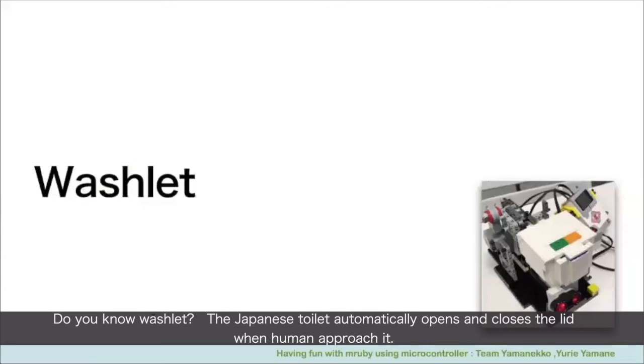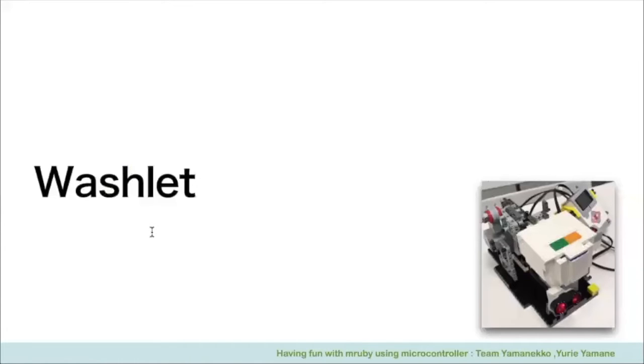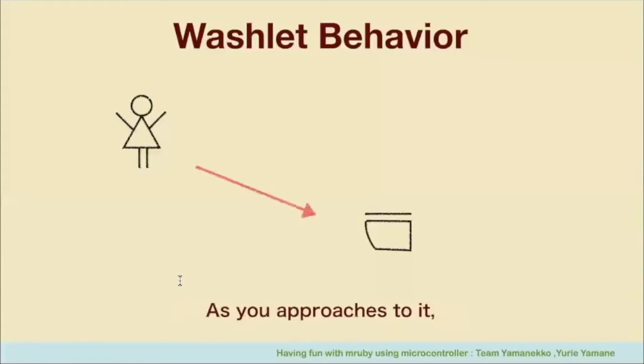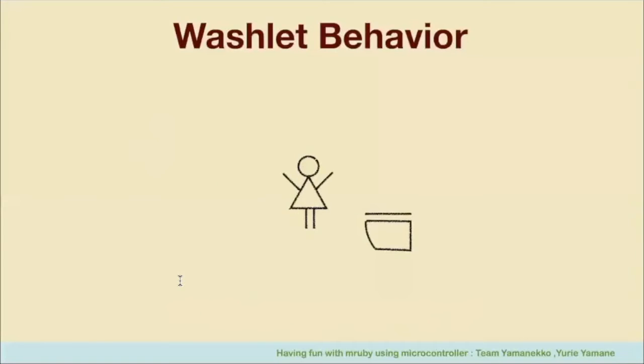Do you know Washlet? The Japanese toilet automatically opens and closes the lid when a human approaches. I'll show you a demo, but before that, I'll explain the action bridge. At the beginning, the lid is closed. As you approach it, the sensor detects you and the lid opens, like this.